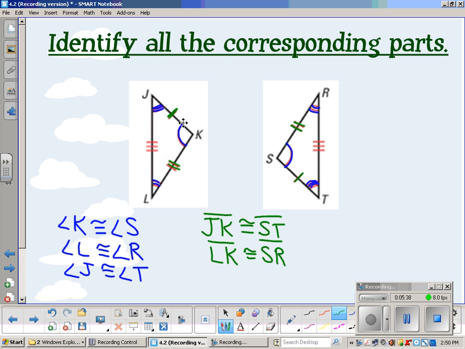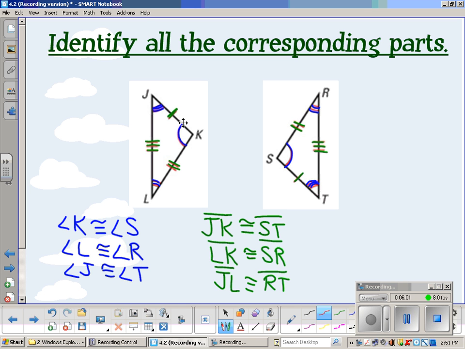For our last pair, we have JL with the 3 tick marks, which is congruent to RT in the other triangle, which also has those 3 tick marks. So now we've identified all of our 6 corresponding parts in these 2 triangles. Well, what we can do at this point is we can actually write our triangle congruent statement.